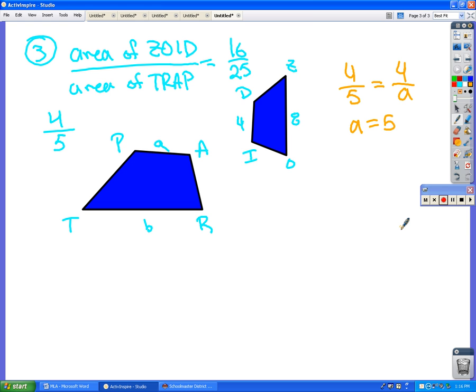Okay, what is the proportion that I can set up to solve for B? 4 over 5 equals 8 over B. So what does B come out to be? 10.